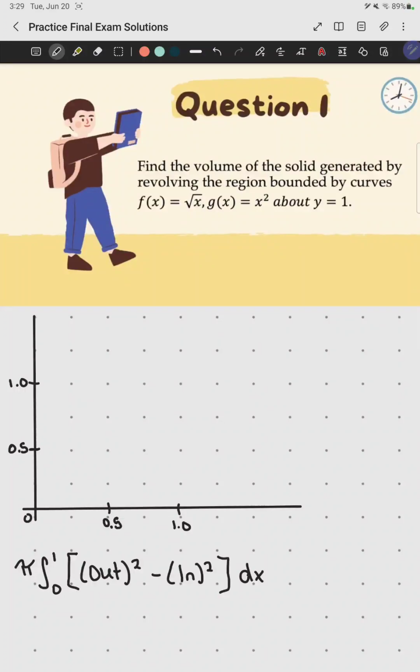Alright everyone, so this is after us taking our practice final exam. These are the practice final exam solutions for a little bit of extra credit. So let's get into it.